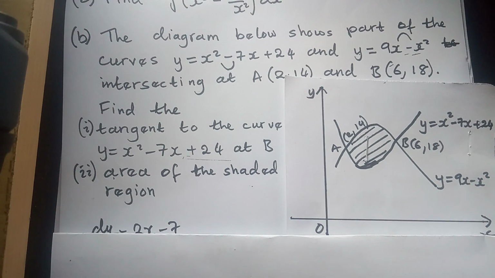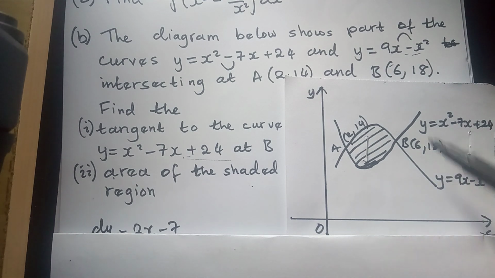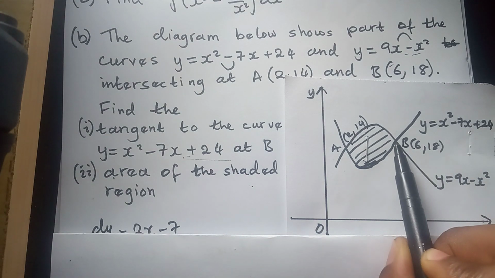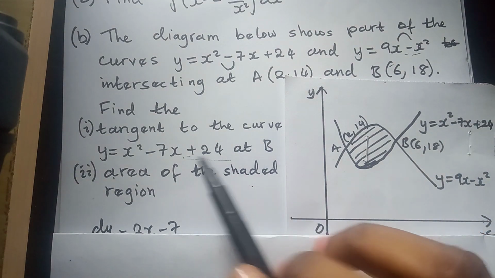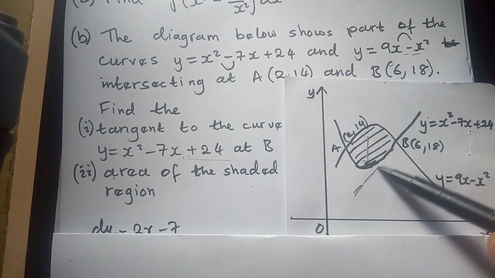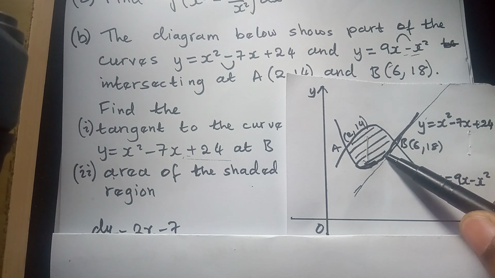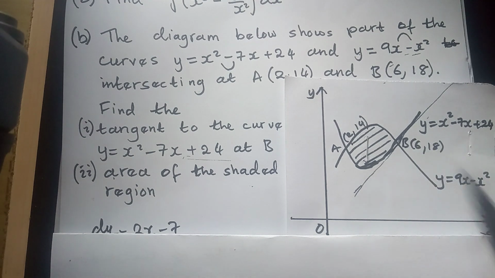So to do that, we already have a point on B. So all we need is the gradient. Remember, a tangent line is always straight and it has the same gradient as the curve. Actually, the curve is this, so it's something like this. And the tangent has the same gradient as this curve at this point. So we can just find the gradient of this curve at this point and use this point there to find the equation.